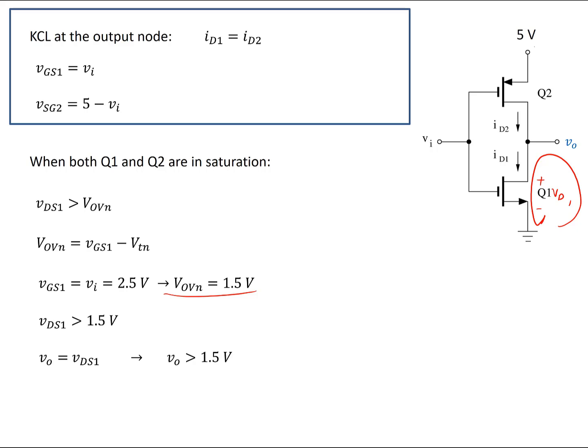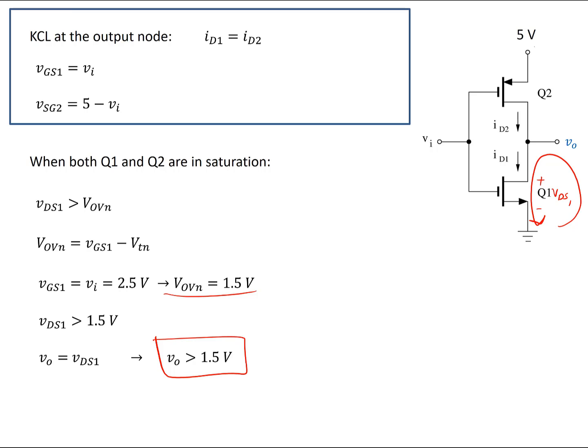And I can use this KVL to find V out. This is VDS1, so V out is equal to VDS1. From there, I see that when Q1 is in saturation, V out is greater than 1.5 volts. Let's continue and check Q2.